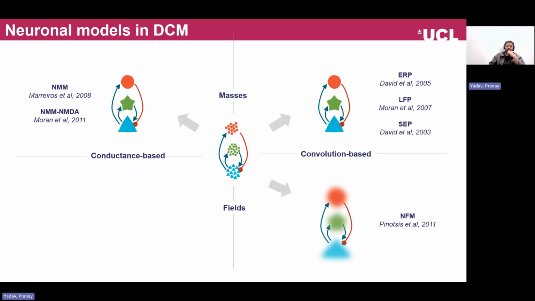So these conductance-based models were introduced in 2008 by Maria Roche, and this model is called the NMM, which features conductance of AMPA and GABA receptors. There was subsequently a variant of this which also had the NMDA receptor and its conductances, and both of these have their field variants as well.